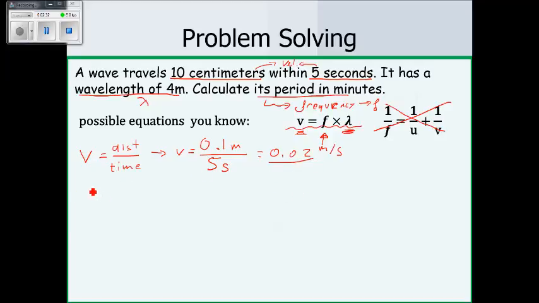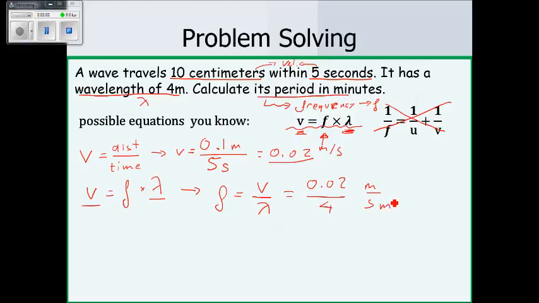Now, if we've got the velocity, that's equal to the frequency times the wavelength. We know that the frequency is what we're looking for. So we need to isolate that, divide by the lambda on both sides. The lambda will disappear, isolate the f, and we're left with the velocity over lambda. Remember, divide by lambda on the right hand side, divide by lambda on the left hand side. So that's going to give us 0.02 meters per second, divide by the lambda, which was 4 meters.